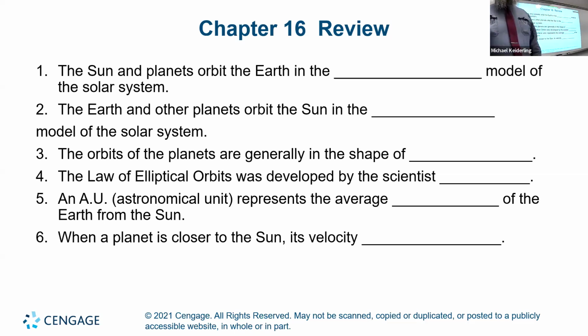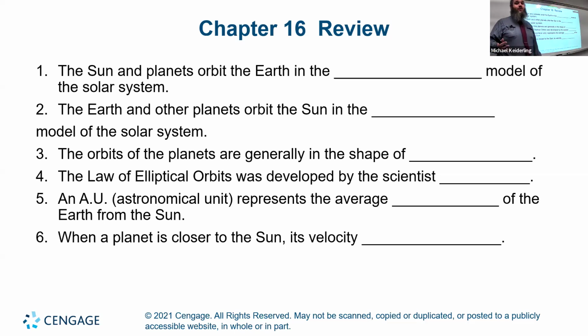So the sun and the planets, they orbit the Earth in the geocentric model of the universe, where the Earth is at the center and everything is orbiting it. And in the more accurate model of the solar system, the Earth and the other planets orbit the sun in what's called the heliocentric model. The orbits of the planets are generally in the shape of ellipses. The orbits of everything orbiting the sun are mostly in the shape of ellipses.